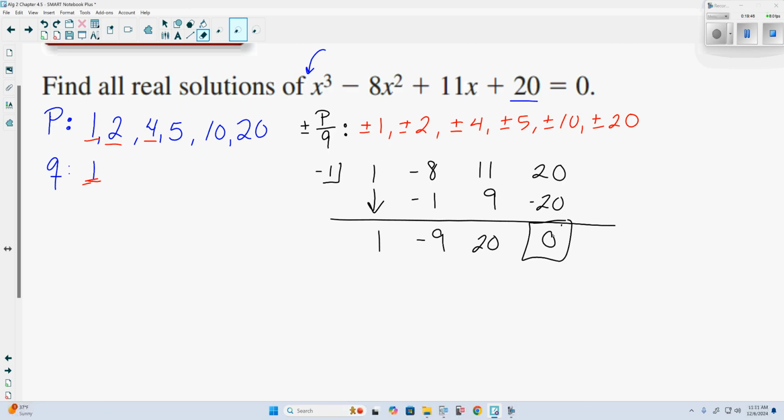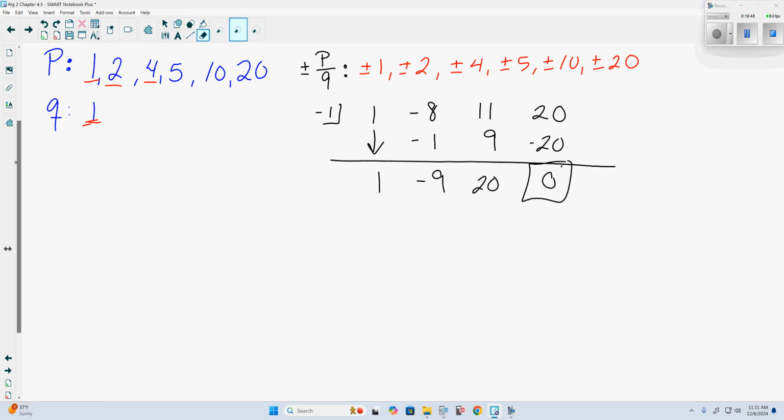Well, yes, it could be that negative 1 works twice, so then we can try negative 1 again. If it works, we have another 0. If it doesn't, then we move on to 2 and see if it works. If it works, awesome, we have another solution. If not, we move on to negative 2, 5, negative 5, 10, negative 10.